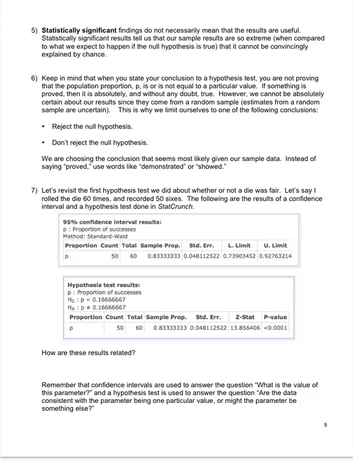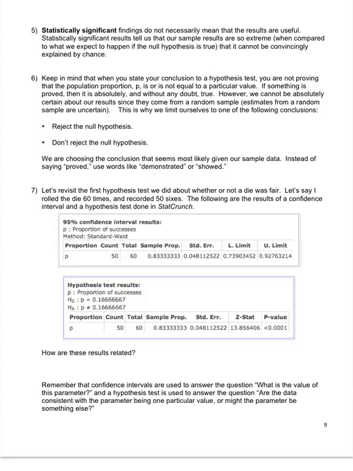Okay, statistically significant findings do not necessarily mean that the results are useful. Statistically significant results tell us that our sample results are so extreme, again, when compared to what we would expect to happen if the null hypothesis is true, that it cannot be convincingly explained by chance.